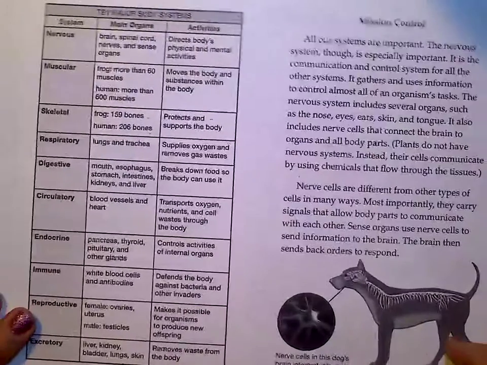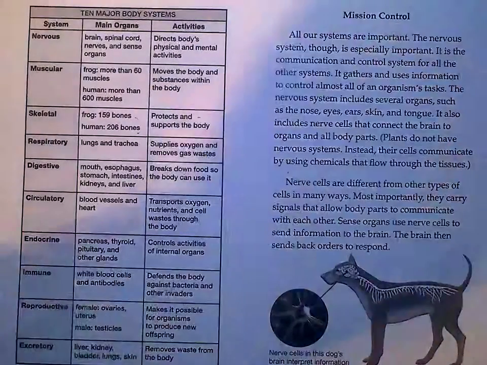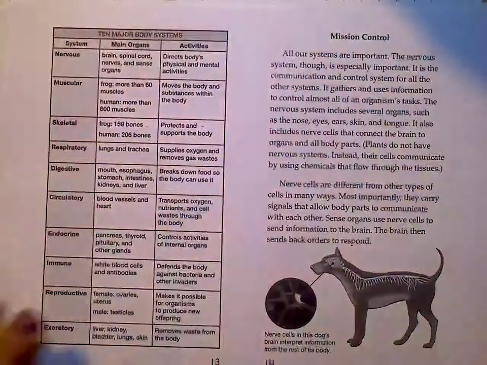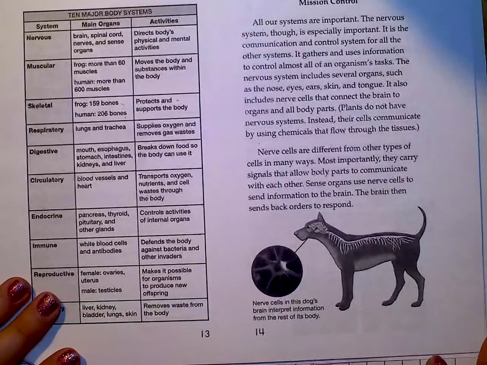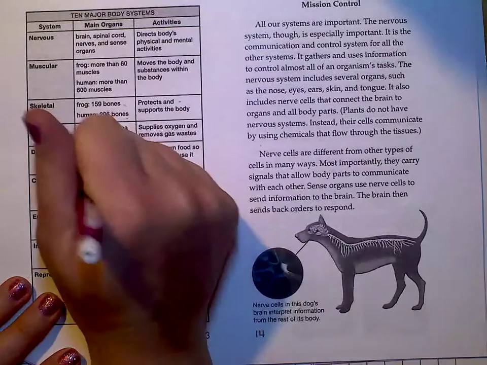A lot of the times on state tests, they will ask you questions like, what is the digestive system for? List 3 things under main organs. And that's when you go look right there.